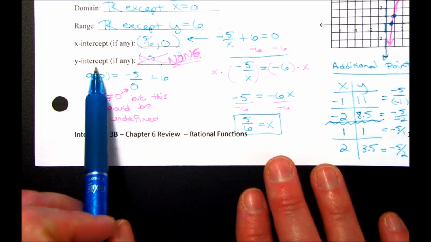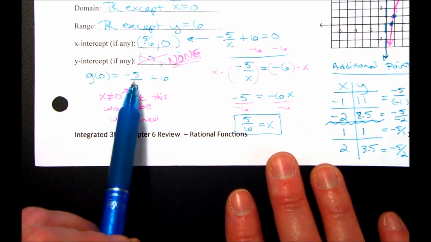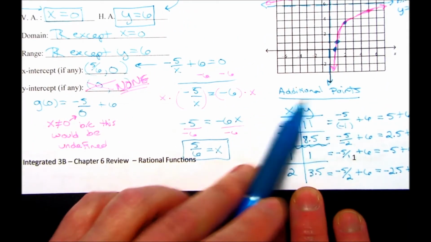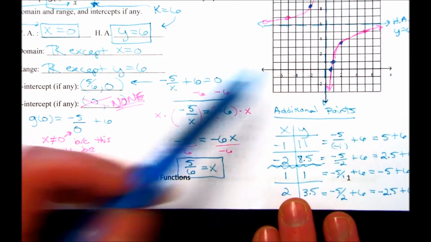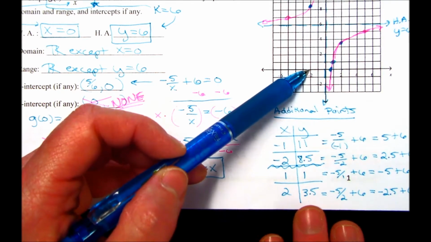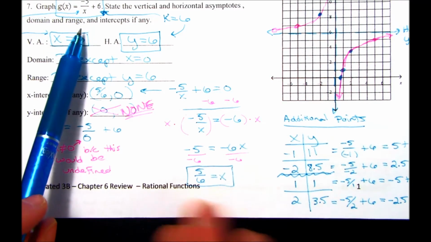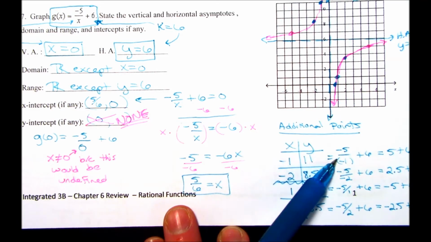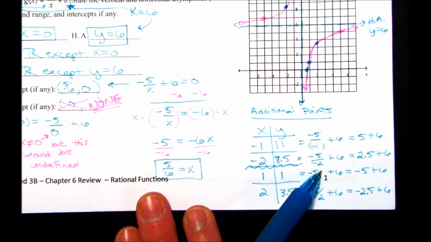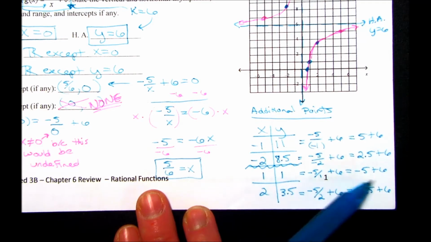As far as the y-intercept, usually you would substitute 0 for x and then simplify. But if you try to divide by 0, you're going to get an undefined value. So there will be no y-intercept, or the y-intercept will be none. Then you want to find some additional points that are to the right and to the left of your vertical asymptote. Since our vertical asymptote is at 0, we're going to plug in numbers like -1 and -2, and then +1 and +2. So if you plug in -1 into your original equation, -5 divided by -1 would be 5, plus 6 would be 11. And then when you plug in -2 for x, you would get 2.5 plus 6, which gives us 8.5. And then on the right side, you would plug in a 1, which would give you -5 plus 6, which is 1.